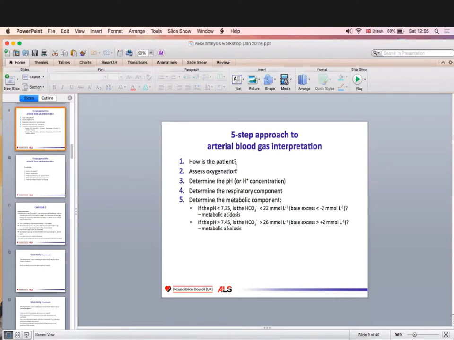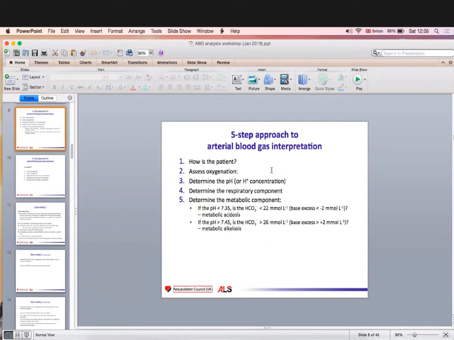So how is the patient is very important. Say somebody gives you an ABG and asks you to interpret it without knowing the history of the patient. It's difficult to interpret the ABG. Sometimes you can interpret the numbers which are there, but it won't add any value without knowing the history of the patient. So first thing is you must see how is the patient.